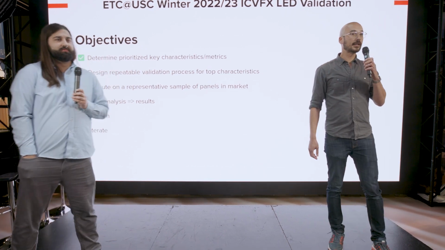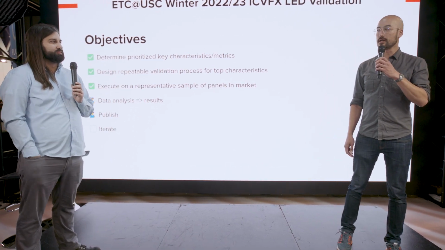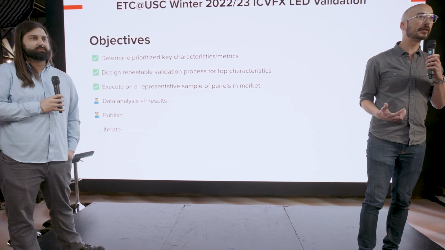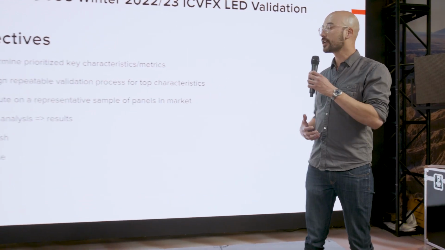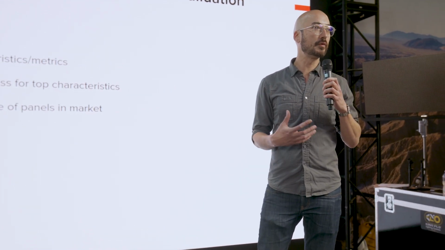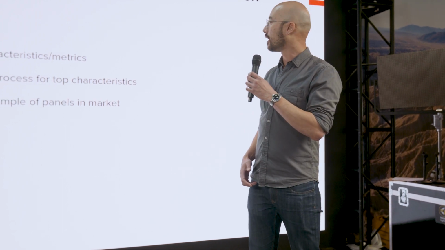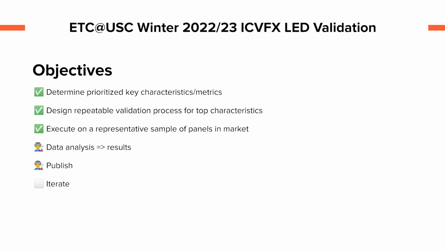So over the last 8 months or so, we've been working on evaluating LED panels and their performance specifically for on-camera use. This is not a traditional use of LED, so we really wanted to dig in and see what's necessary to really get the most performance out of them. We determined some key characteristics or metrics for how to think about LED on camera. Tucker and I, or mostly Tucker, designed a repeatable validation process. So how do we measure and actually do that evaluation?